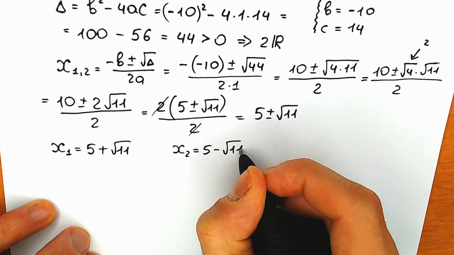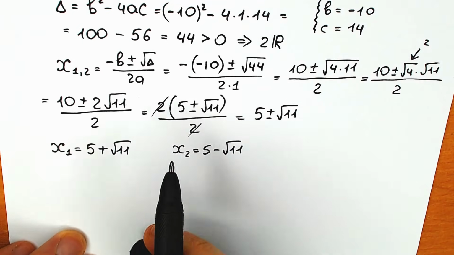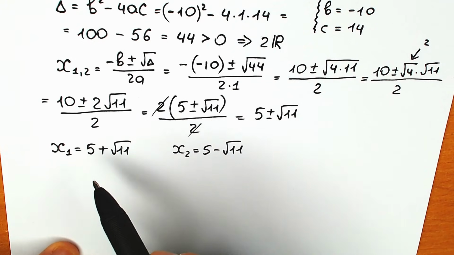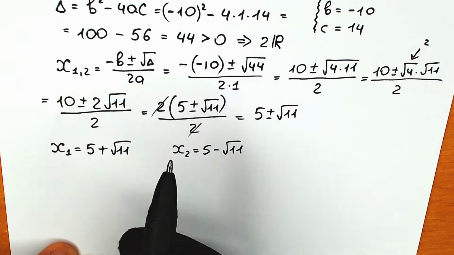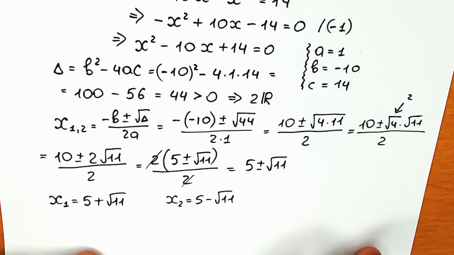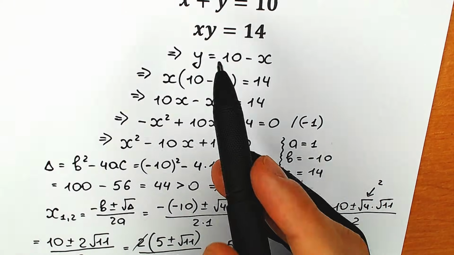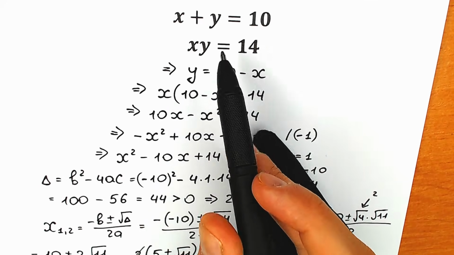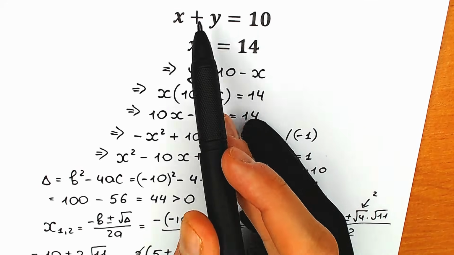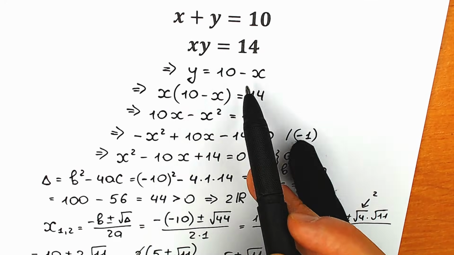A lot of students might think that this is a pair, but a pair is x and y. So right now we need to find y first and y second, and then group them. And where do we have this y? Of course, right here: y equal to 10 minus x. This is our first line from the question, and we really need it right now.